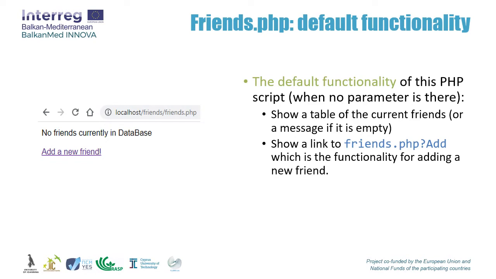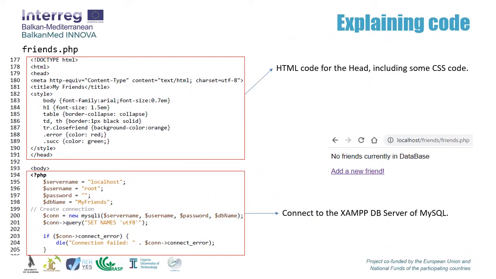The default functionality of this PHP script, when no parameter is there, is to show a table of the current friends, or a message if it is empty. Moreover, it shows a link to friends.php?add, which causes the functionality for adding a new friend. I am going to explain the part of code that is executed during this functionality.